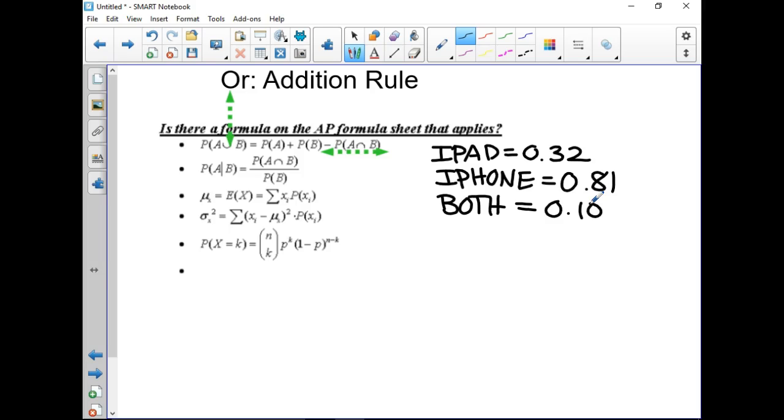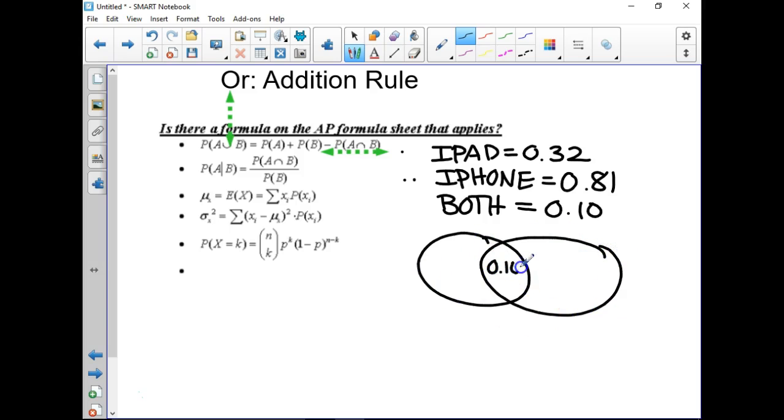So the reason we have to subtract is that if I add iPad plus iPhone, I'm double counting. What does that mean, that I'm double counting? That Venn diagram, that overlap right here. This whole thing right here can be the iPad. So what goes here, ladies and gentlemen? What do I need to do? I need to subtract. So that's going to be 0.22.